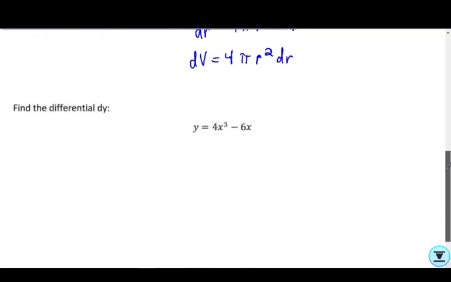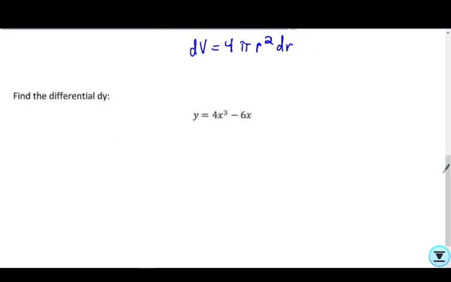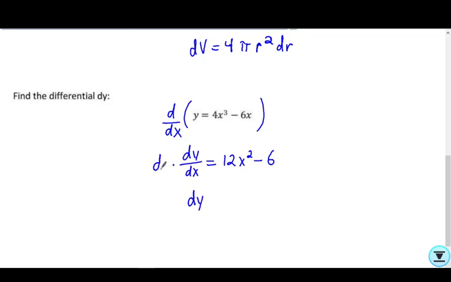Okay, and the same thing works for regular functions like this one. So I'm going to take the derivative of this one with respect to x. So you get dy over dx equals, and the derivative of this side with respect to x is 12x squared minus 6. But I just want the differential dy, so multiply both sides by dx. And so dy is 12x squared minus 6 times dx.